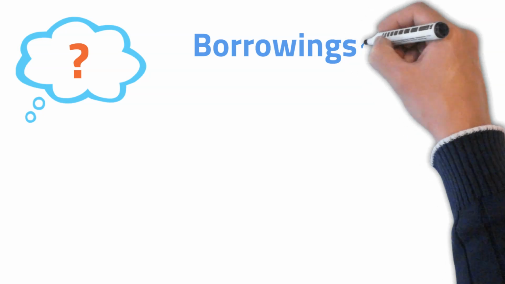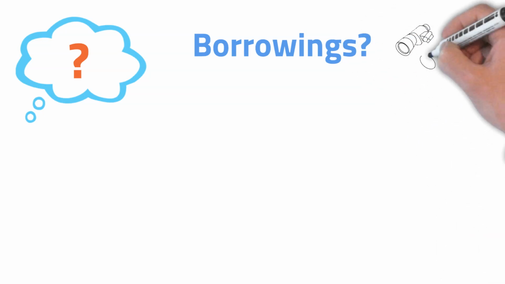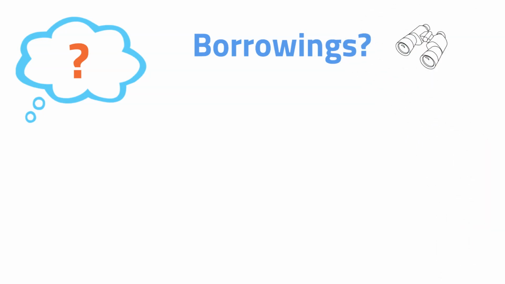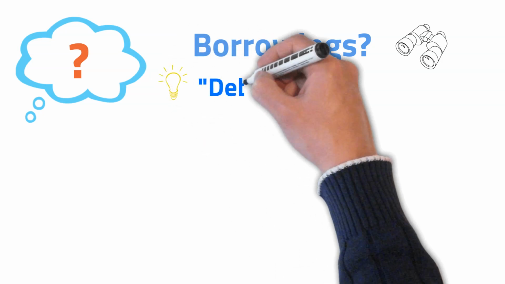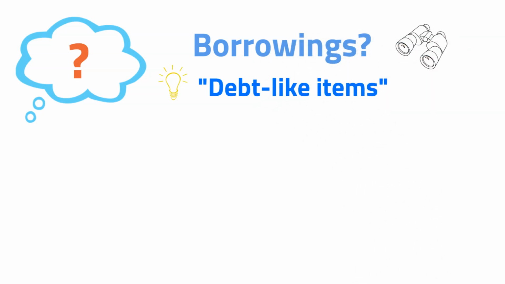Now let's pause for a moment and think. We have been discussing borrowings as debt. What else, in addition to borrowings, can be part of net debt? In real-life analysis, not all debt is clearly labeled as borrowings. It is often adjusted for so-called debt-like items.